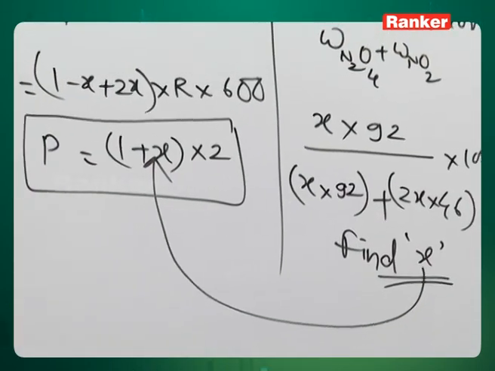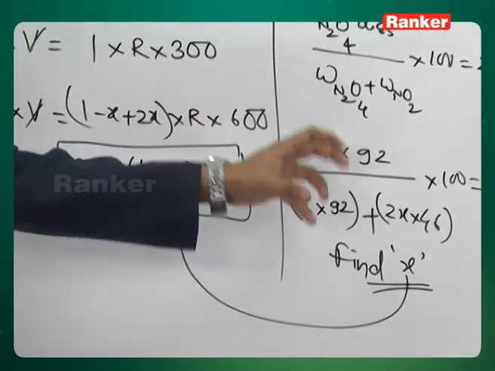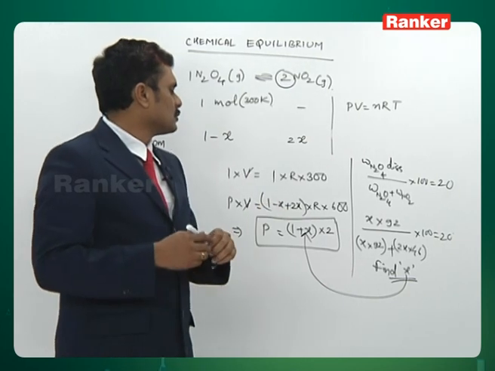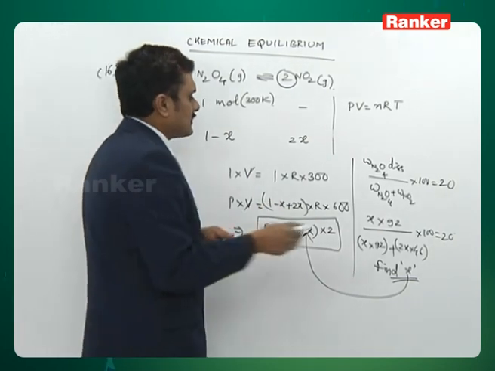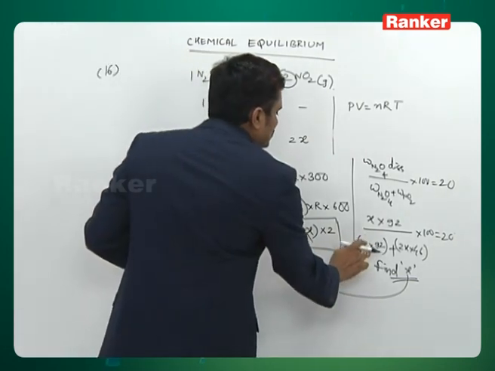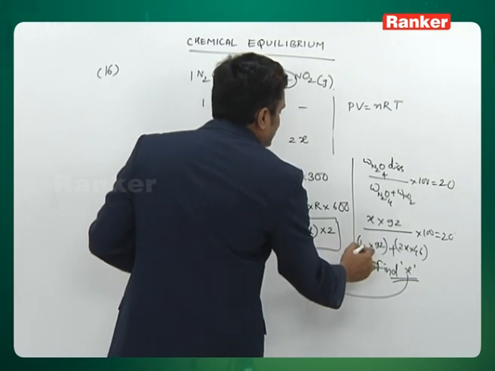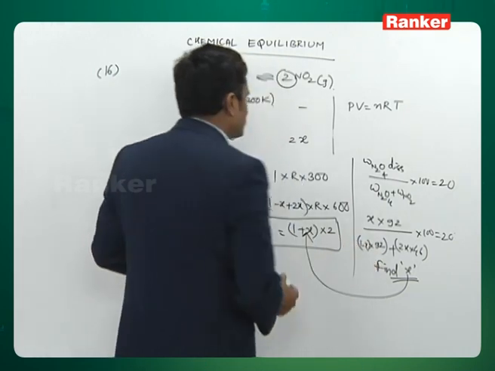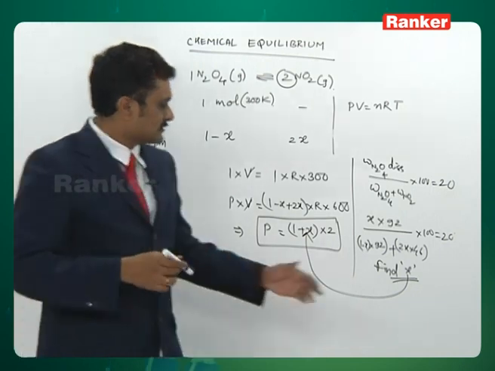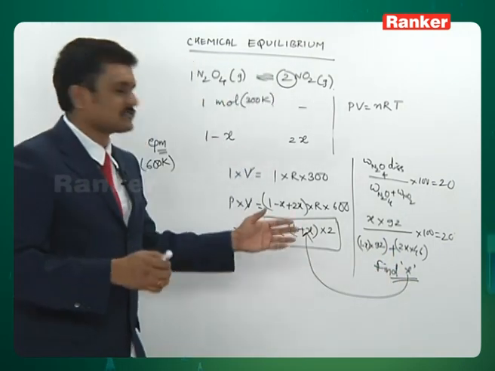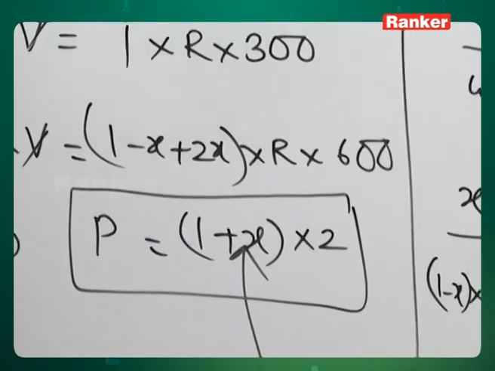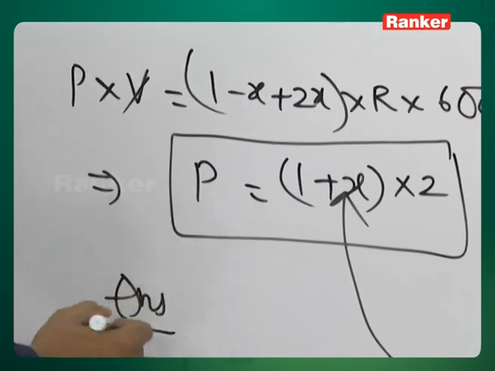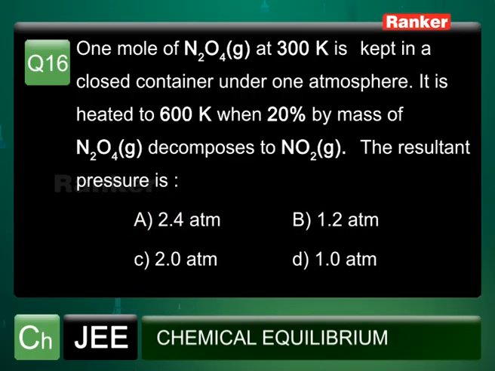Now you can see here that when we have written this as the weight of N2O4 and the weight of NO2, we need to take this as the remaining weight, because the amount remaining in the equilibrium mixture for N2O4 is 1 minus x. Simplification of this expression will give you x, which upon substitution here will give you the value of P, and the answer for this question is 2.4 atmosphere, that is option A.